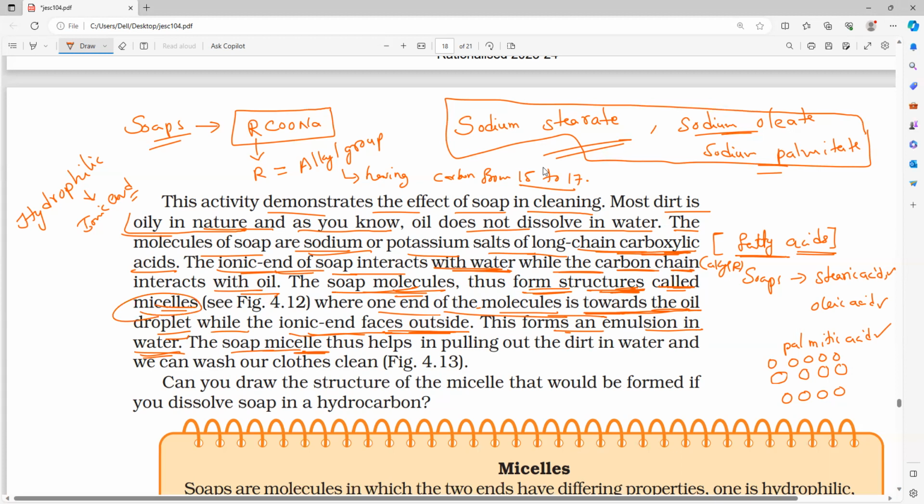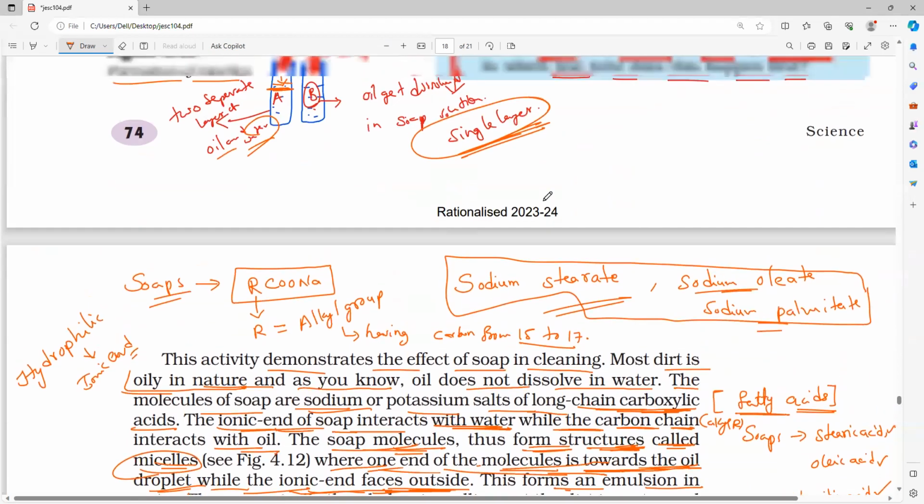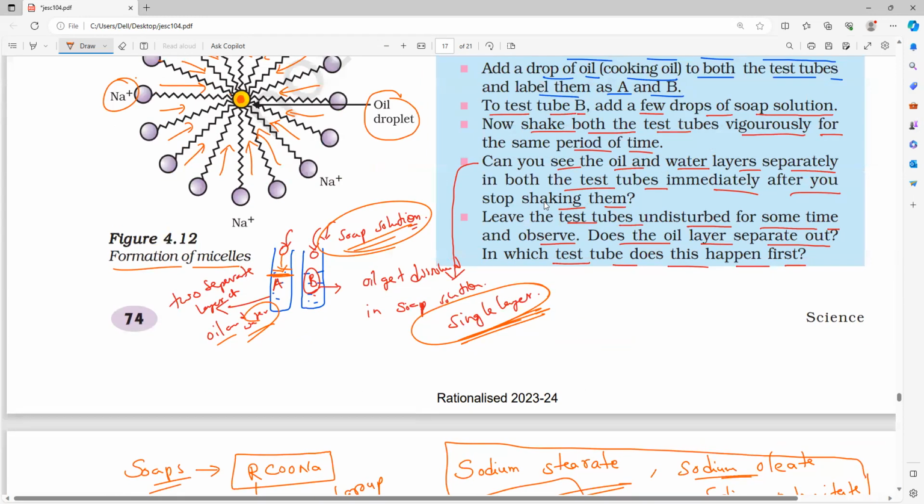You can see here, the soap molecules form structures called micelles. So what is a micelle? One end of the molecule is towards the oil droplet, and the other ionic end faces outside. So they help the fats, the oil, to break down. That is the small structure of soaps which we call micelles. Write it, everybody, the micelle definition: when soap is dissolved in water, then a colloidal solution will form.